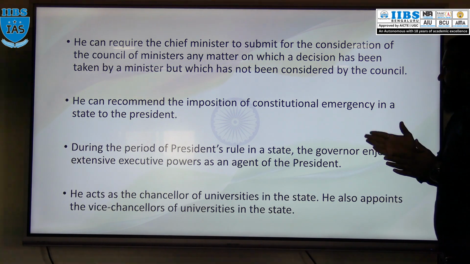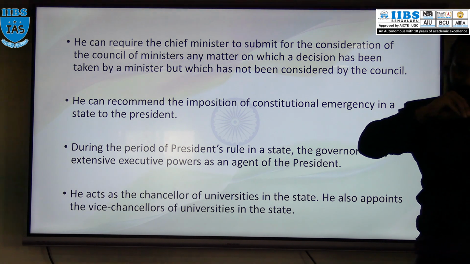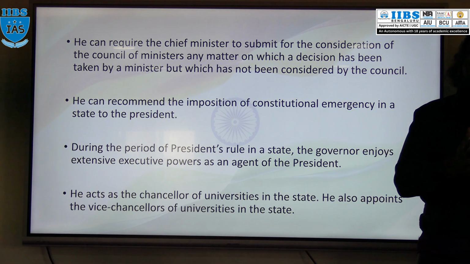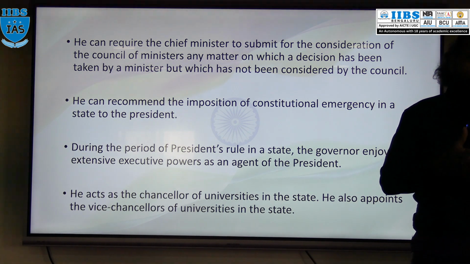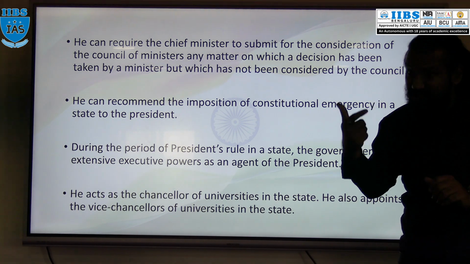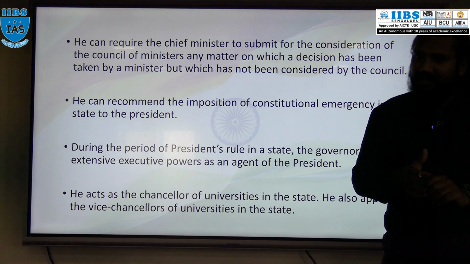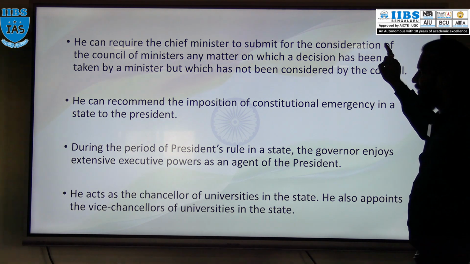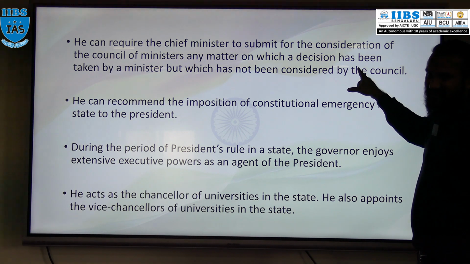At state level also we have a council of ministers, and the state council of ministers is headed by the chief minister. So cabinet meetings will be there, ministerial meetings will be there. What is the agenda of that meeting? What decisions were taken by the cabinet? Who opposed the decision, who are with the decision? That information can also be inquired by the governor, from the chief minister.